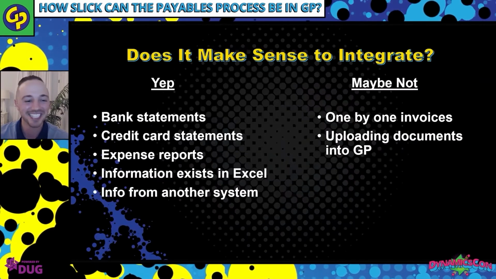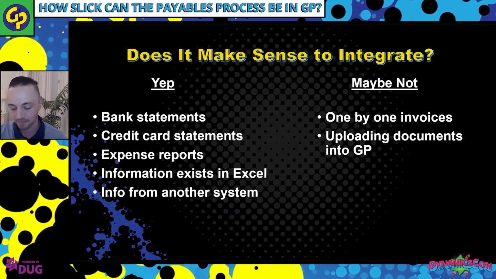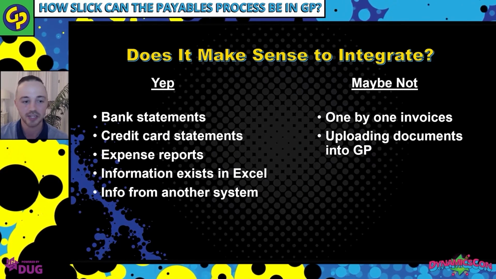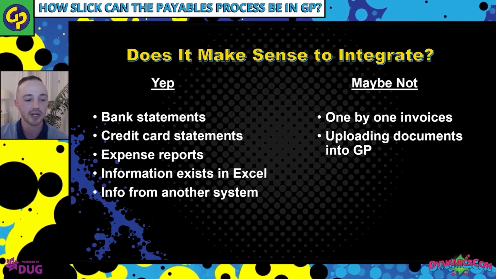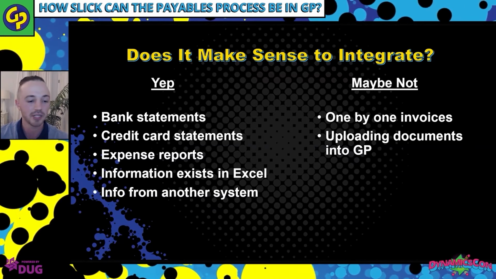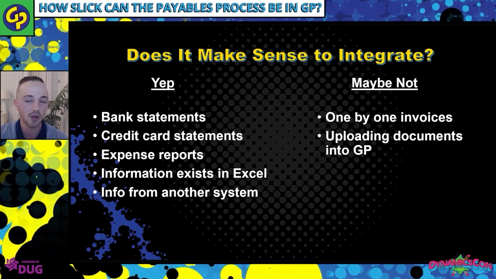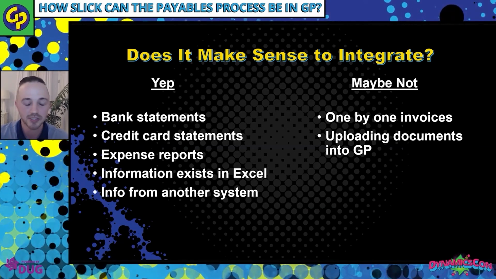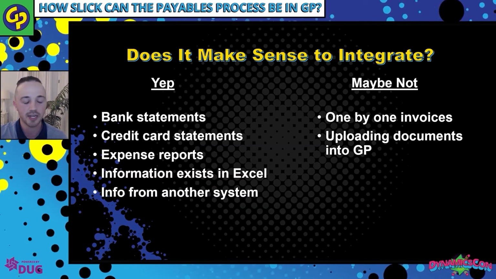All right. So does it make sense to integrate a bank statement? Am I getting a bank statement? Yes, let's integrate it through. Credit card statements, push through. There could be a lot of transactions on that credit card statement. Why manually key those? Expense reports, yes. Who wants to go through and key all the individual expenses on an expense report? Write an integration for it. If the information is already in an Excel file, might as well write an integration for it. If it's information from another system, like the Concur example I showed you.